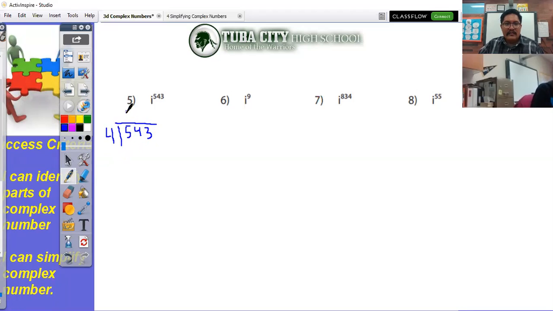So 4 goes into 5 one time. So I have 1 left over. I'm going to bring down the 4, and 4 goes into 14 3 times, and that's going to be 12. Subtract that from 14, and we get 2. Bring down the next number, which is 3. And 4 goes into 23.